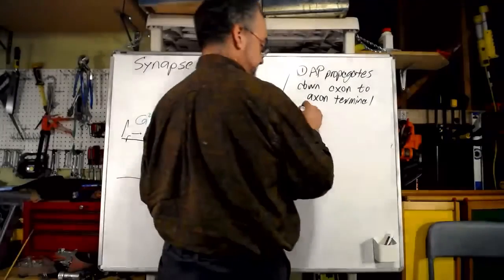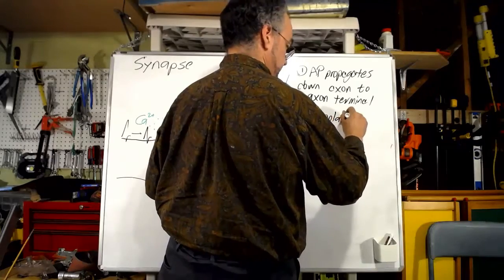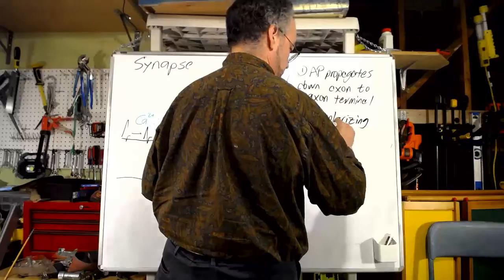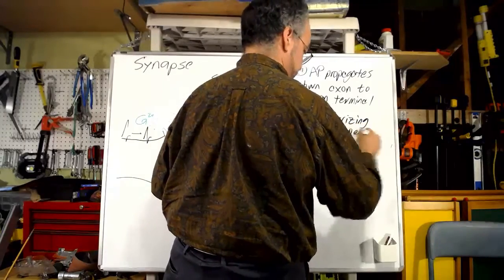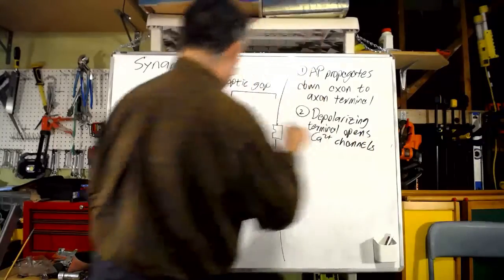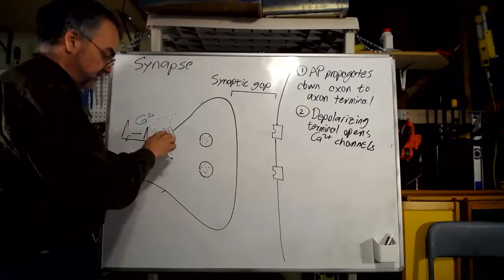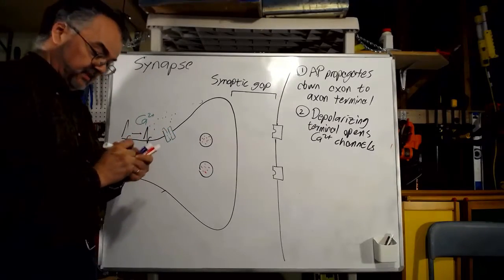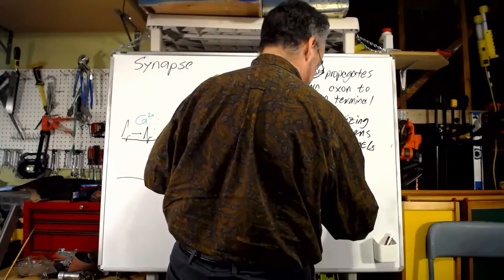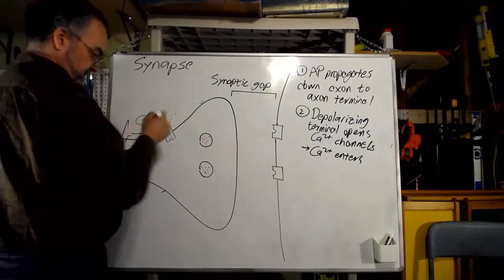Step 2: depolarizing the terminal opens the calcium channels. So when that action potential gets here, the flood of sodium coming in changes the voltage here, which opens our calcium channels, which means calcium comes in. So in comes some calcium.